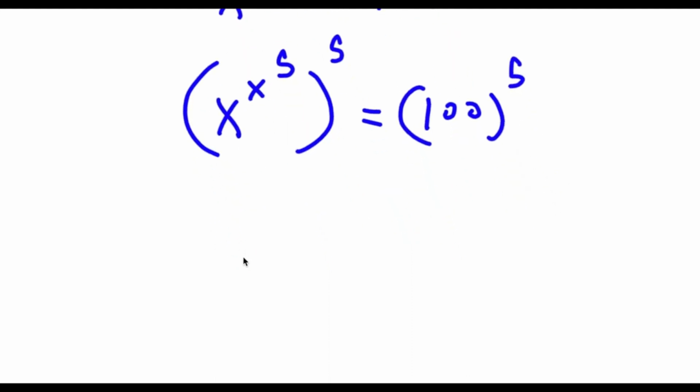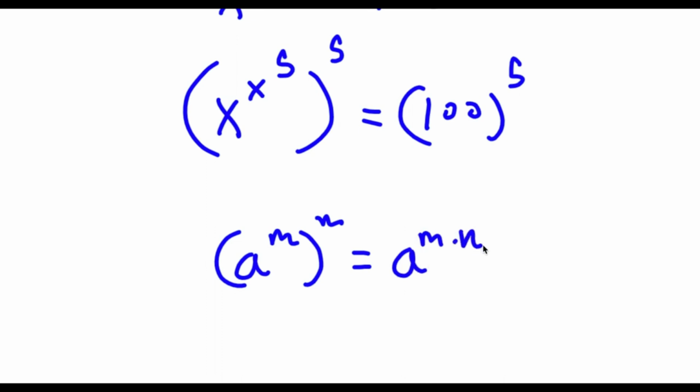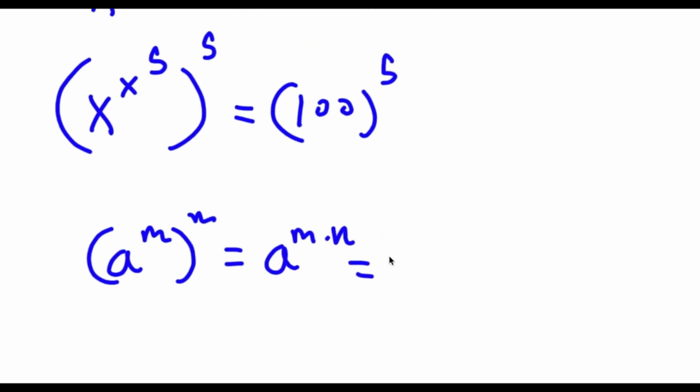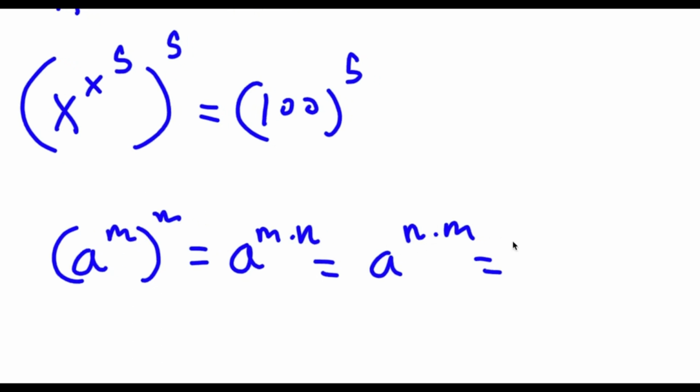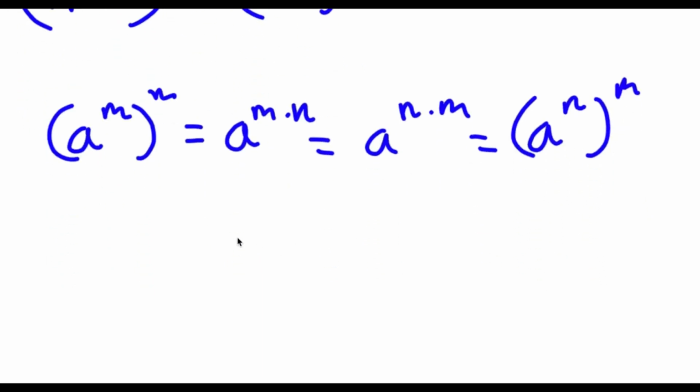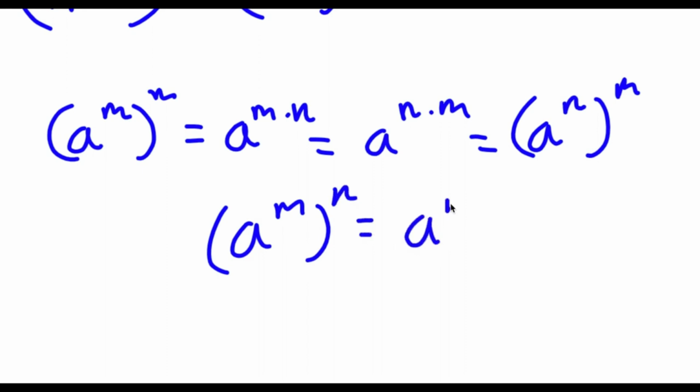Now, if I have something in the form a to the power of m to the power of n, this is the same thing as a to the power of m times n. And a to the power of m times n, m and n are interchangeable, meaning this could also equal a to the power of n times m. And if a to the power of m times n is equal to a to the power of m to the power of n, then a to the power of n times m is equal to a to the power of n to the power of m. So in simpler terms, a to the power of m to the power of n is equal to a to the power of n to the power of m.